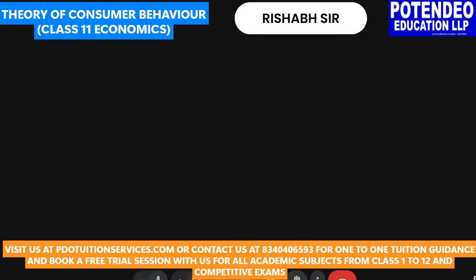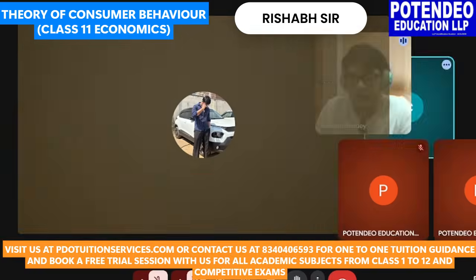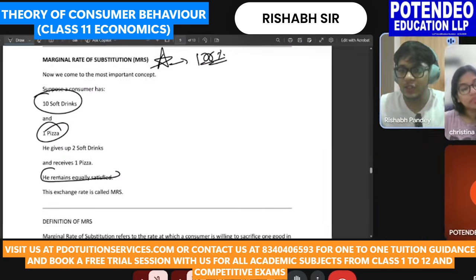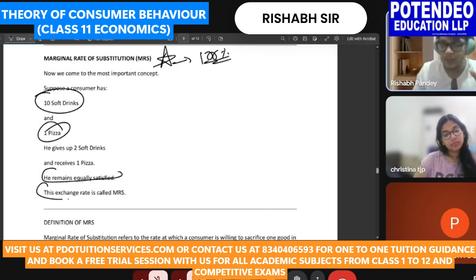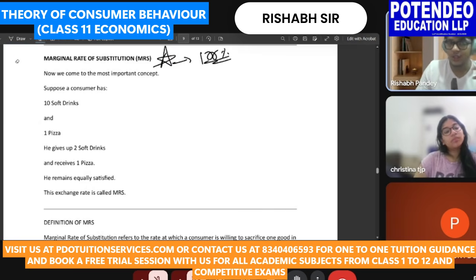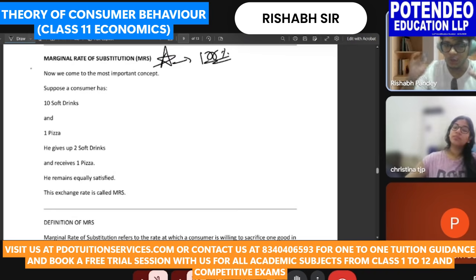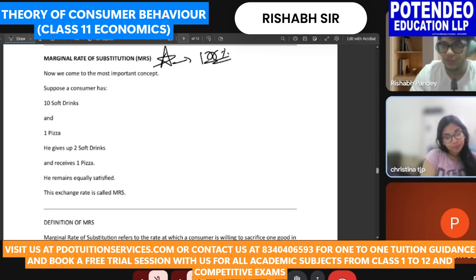Satisfaction. Am I right? He remains equally satisfied, and this particular exchange, Christina, is called the MRS, marginal rate of substitution. Now, once again, do you feel anything is out of the box in this particular topic? All right, fantastic. So let's have a theoretical definition, which I want you to write down, please.